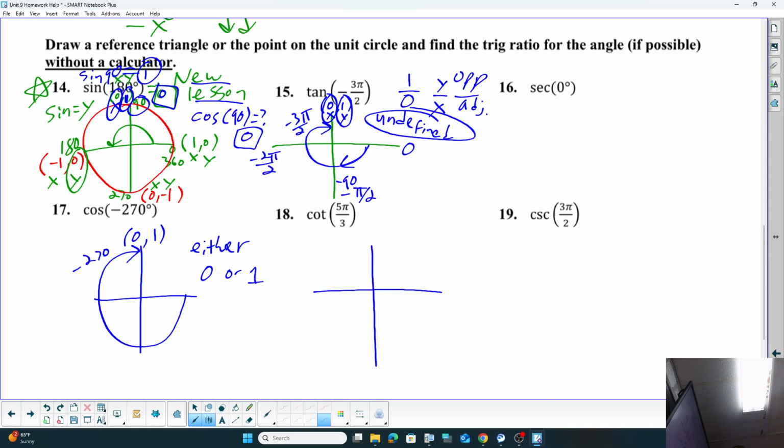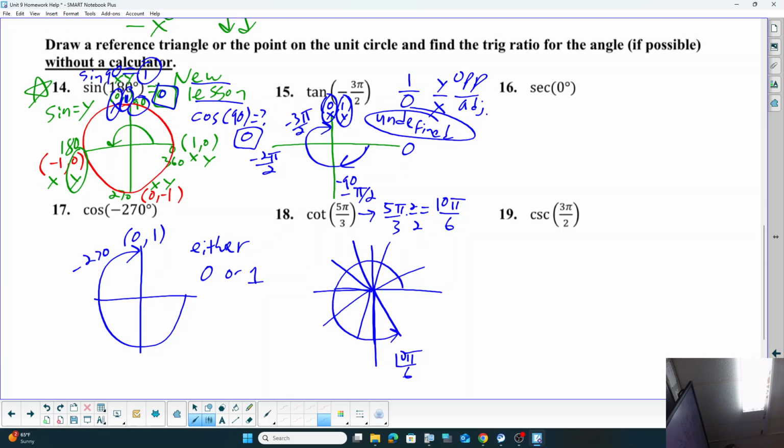So 5 pi over 3 is the same as, if you times by 2 times by 2, it's actually the same as 10 pi over 6. And you know where 10 pi over 6 is, don't you? 1 pi over 6, 2 pi over 6, 3 pi over 6, 4 pi over 6, 5 pi over 6, 6 pi over 6, 7 pi over 6, 8 pi over 6, 9 pi over 6. Here's 10 pi over 6. Right? So you're going all the way around.